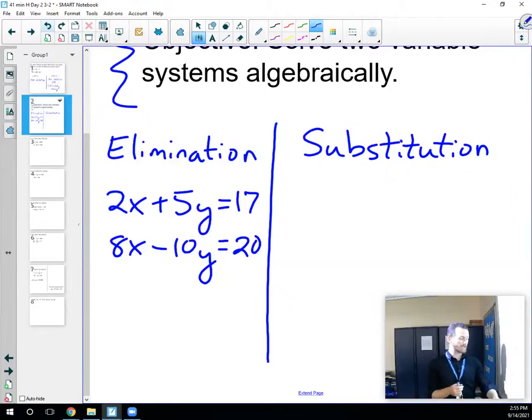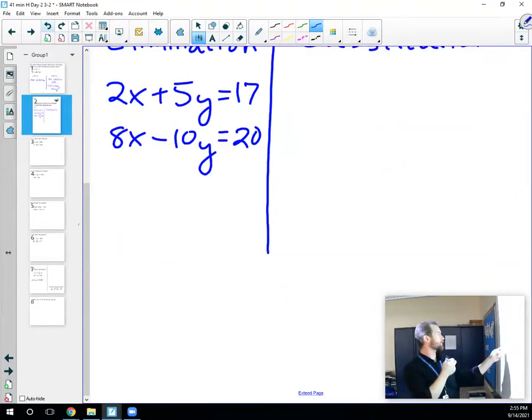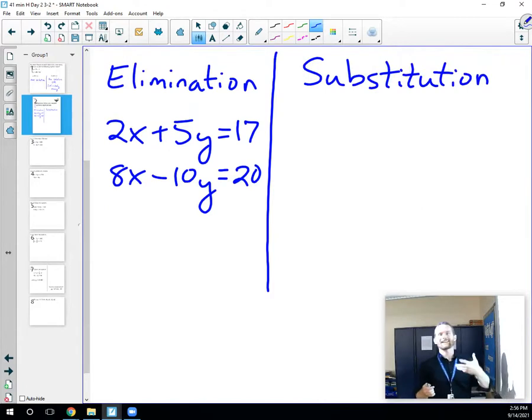So if we're going to use elimination, we need to make sure that one of our variables, the x's or the y's, gets eliminated, cancels out. And the only way we can do that when we combine our two equations, the only way they're going to combine and eliminate a variable is if we have opposite coefficients.